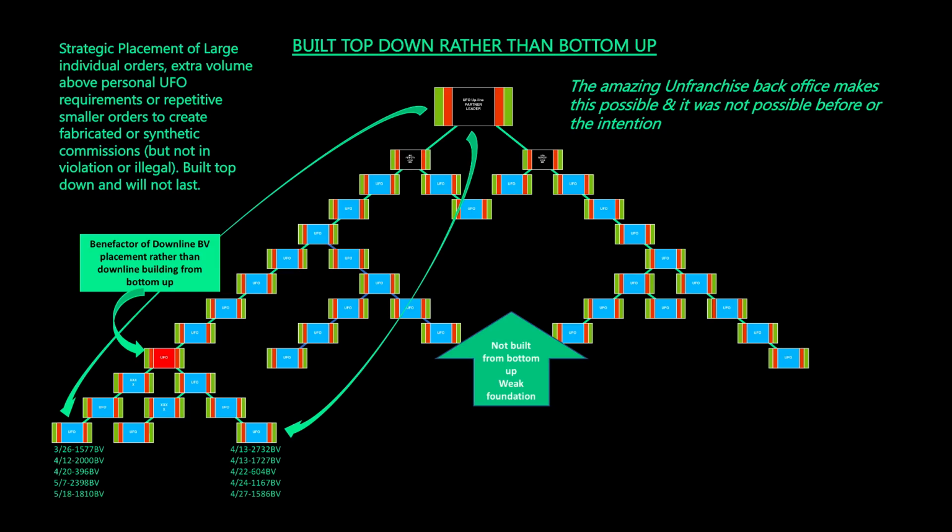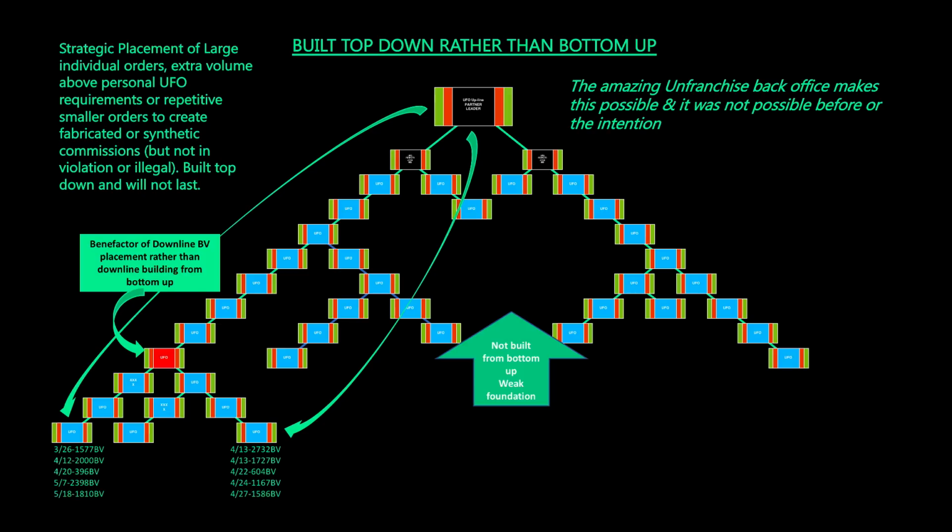So at any rate, a few examples to really drive this point home. The business has to be built from the bottom up rather than the top down. So when we talk about strategic placement of large individual orders or extra volume from above, personal UFO requirements or repetitive smaller orders that are fabricated or synthesized. In other words, I see a place that we can earn, or I have a deal with this person, or I have a center there, and if I can get some volume and stick it there, it'll kick a check.